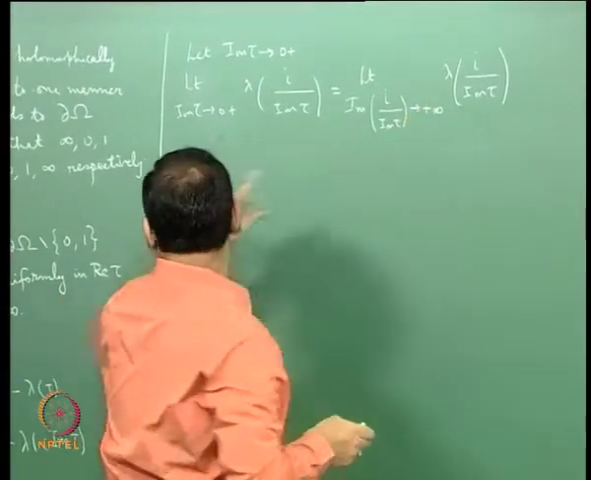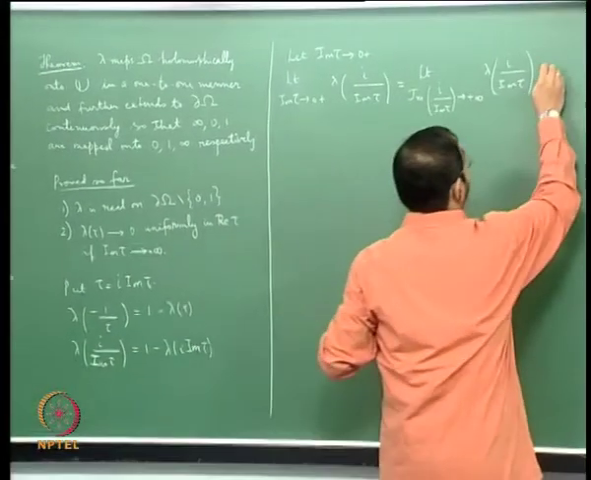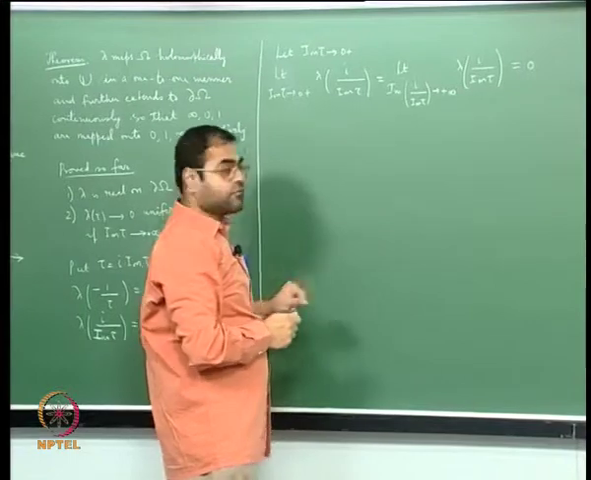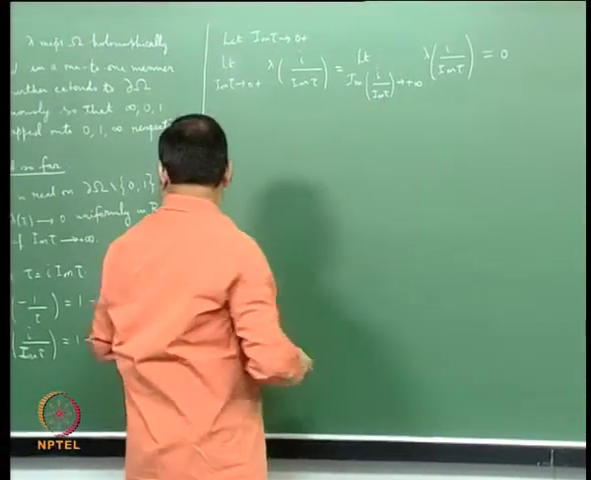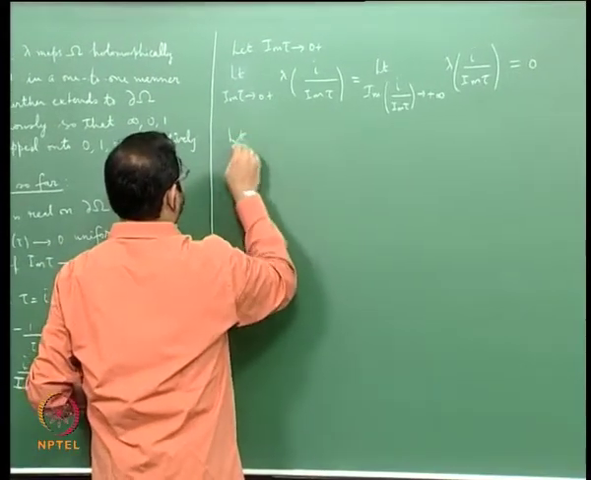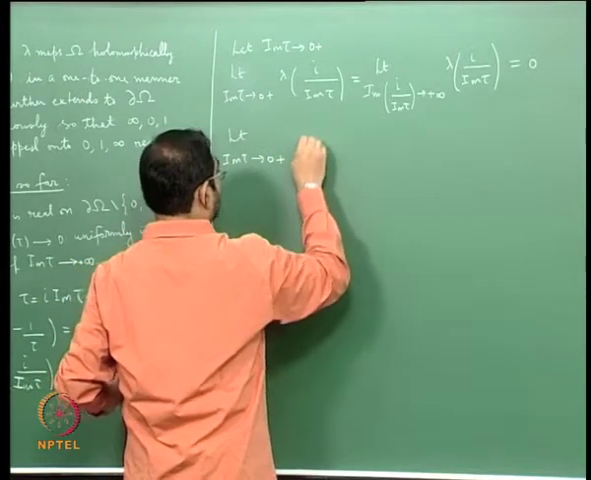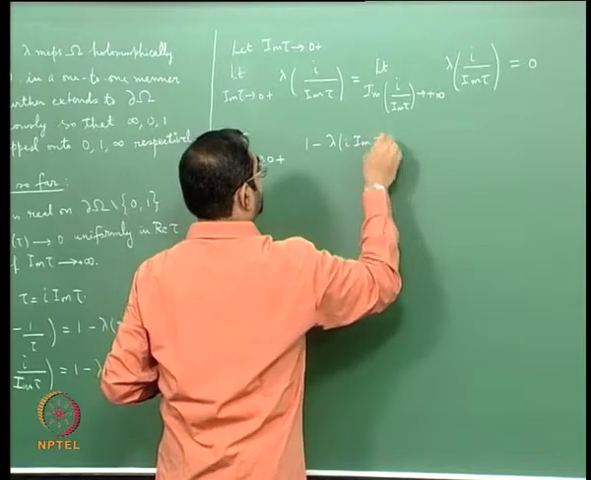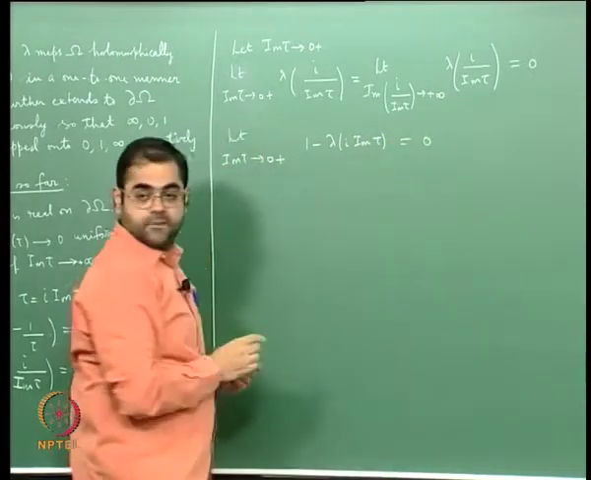But this is, as we have seen, this is 0. Okay. So this is equal to 0, uniformly in the real part of tau, of course, but in this case the real part of tau is 0 because you are on the imaginary axis. On the other hand, if you take on this side the limit as the imaginary part of tau tends to 0 plus of 1 minus lambda times I times the imaginary part of tau, so you see this has to be 0.